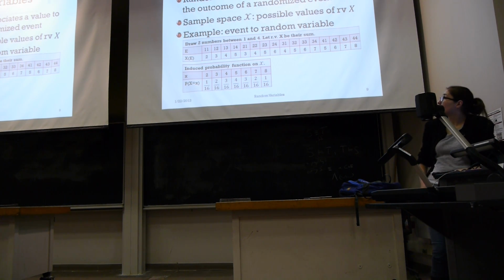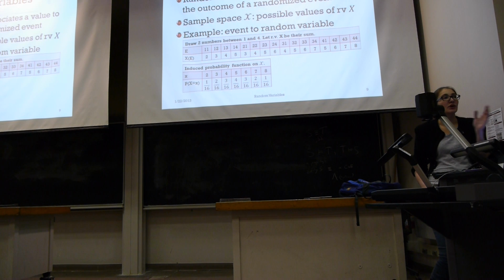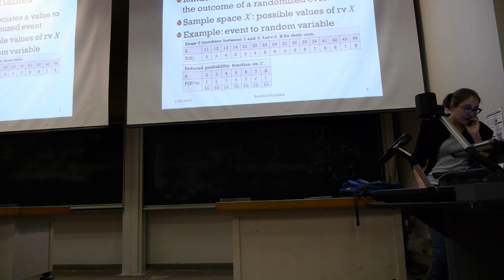The table below summarizes the induced probability function of X. So for each value that X can possibly take, how likely is it that X will actually take that value? Clearly, when you draw two numbers from between 1 and 4, the most likely sum you're going to get is 5. And that probability distribution reflects this.